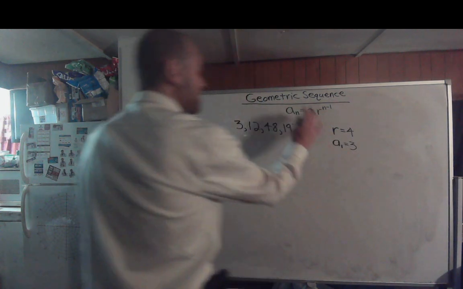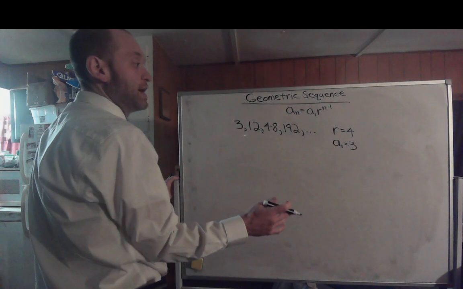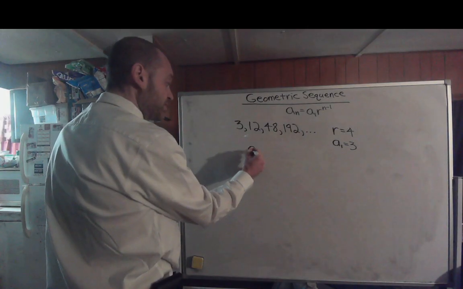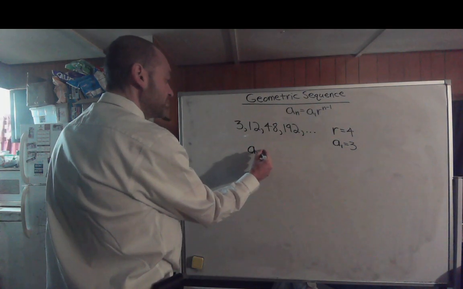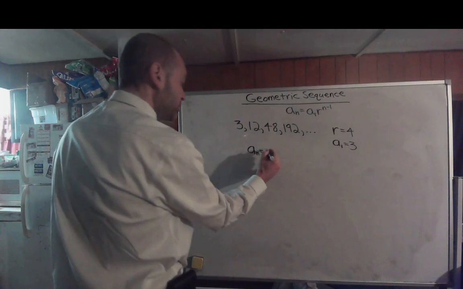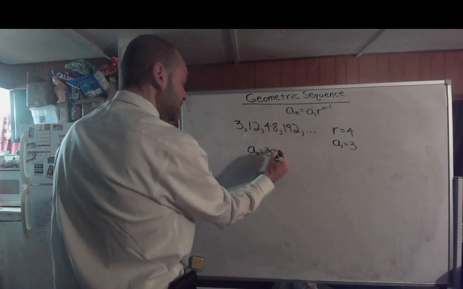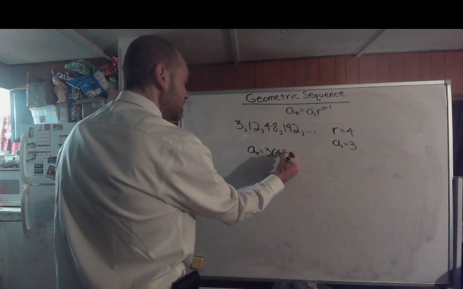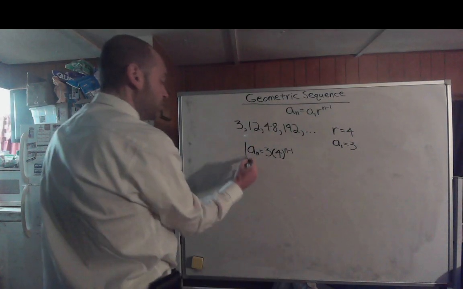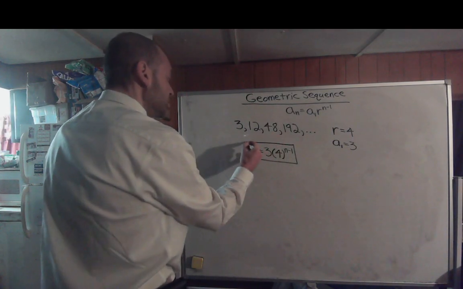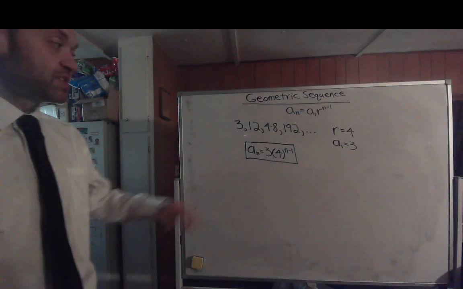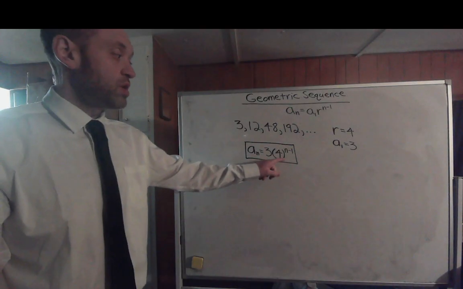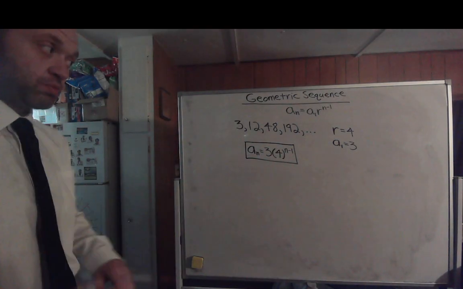So now we have enough information to go ahead and get the explicit formula for the nth term of the sequence. So a sub n would equal our a sub 1, which is 3, times our common ratio of 4 to the n minus 1 power. So a sub n, the explicit formula for the nth term, would be 3 times the quantity of 4 to the n minus 1 power.